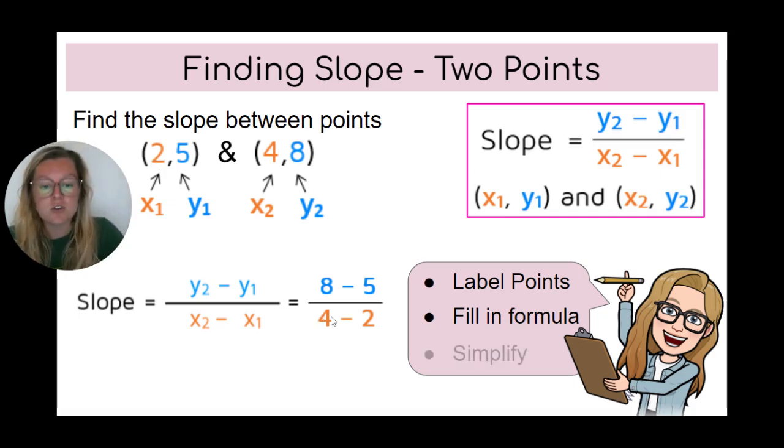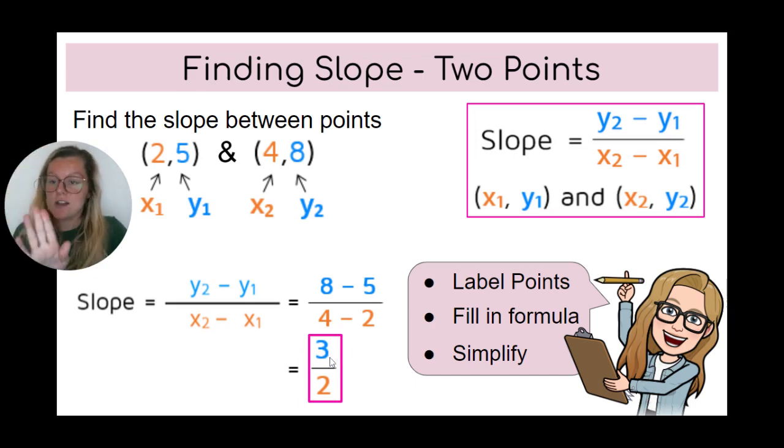Okay, then all we're going to do is we're going to simplify. We have to simplify the top and the bottom of the fraction first. So 8 minus 5 gives me 3. 4 minus 2 gives me 2. If you can simplify this fraction further, go ahead and do that. But at this point, we are done. So my slope is 3 over 2.